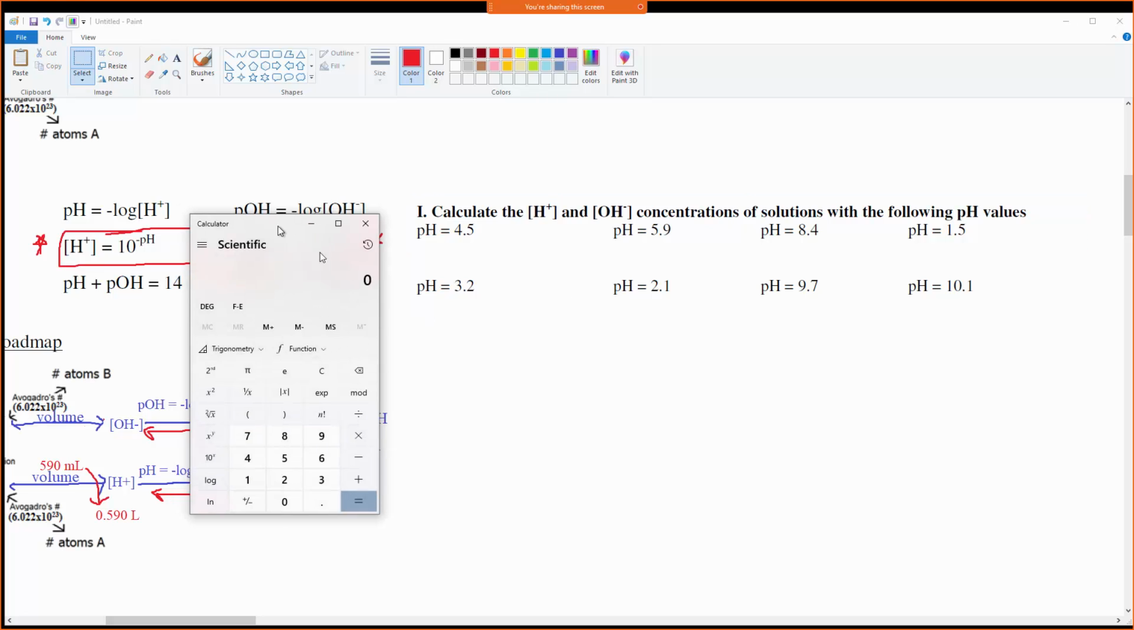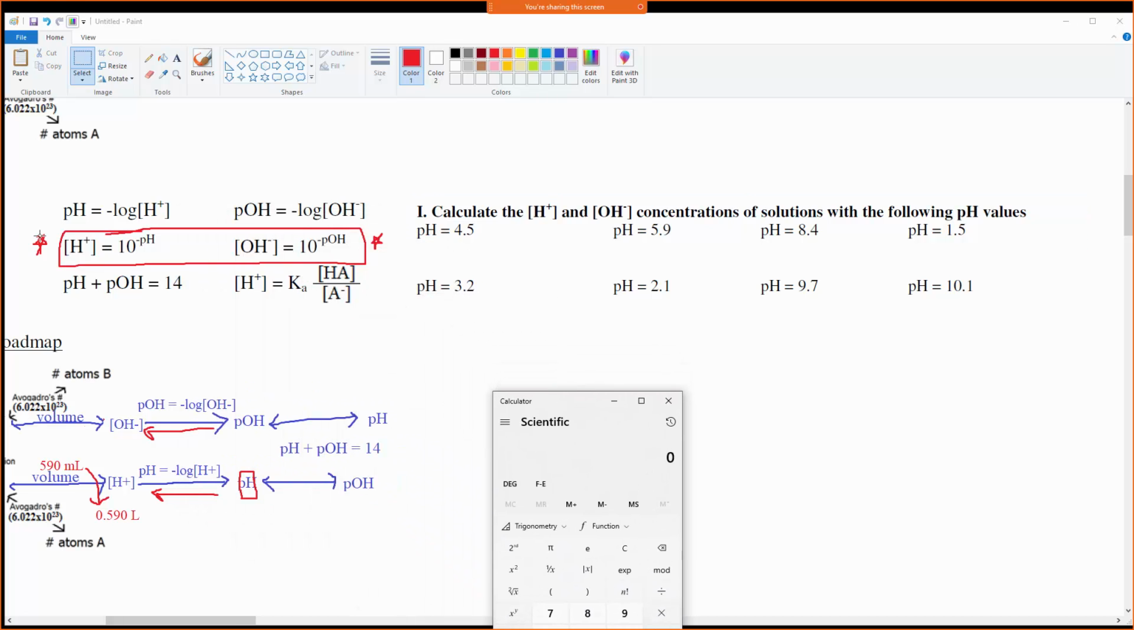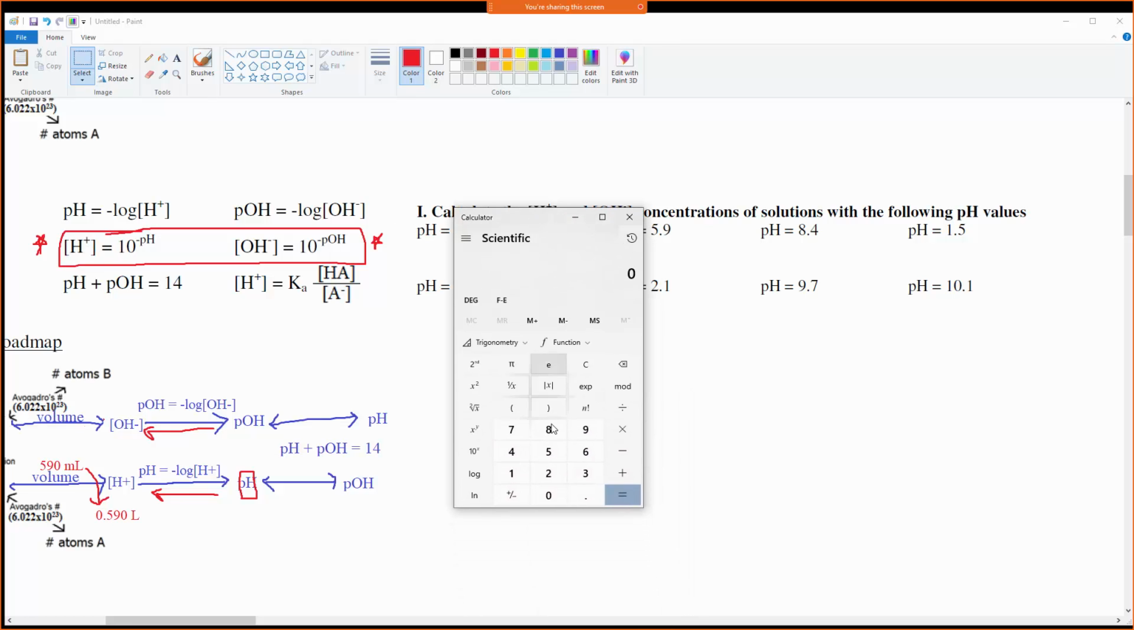Okay, so to find the H plus, we need to take 10 to the negative 4.5. On my calculator, I'm gonna say 4.5, negative, I'm gonna take 10, I'm gonna say that's X, and I'm gonna hit 10 to the X. And that's the number. Again, every calculator does it differently. I sincerely hope you have yours right now and that you're plugging this in so you can figure out what buttons your calculator wants you to push in order to solve this problem.